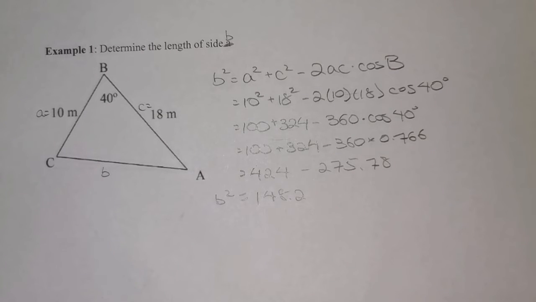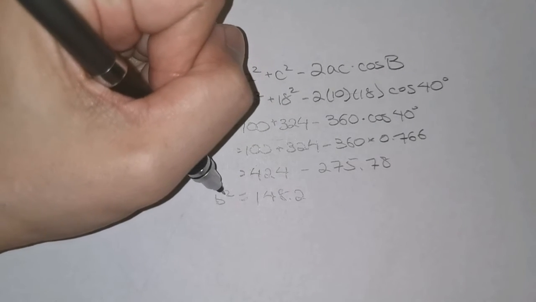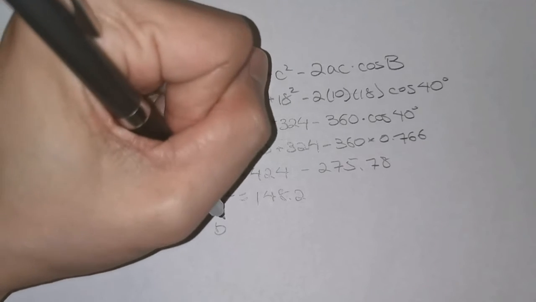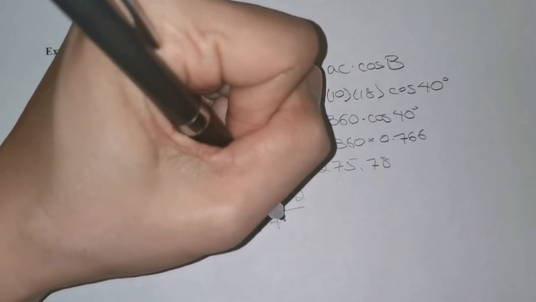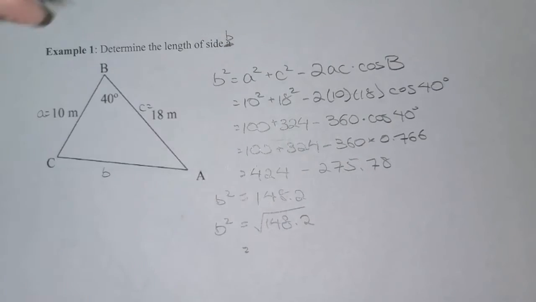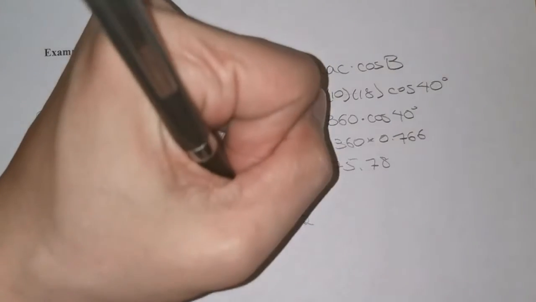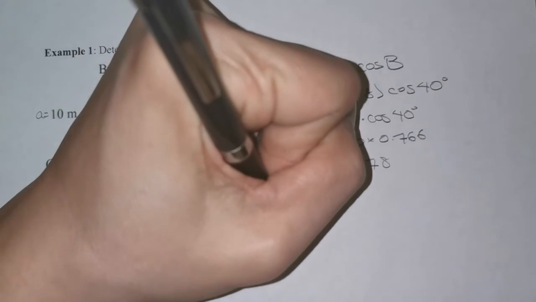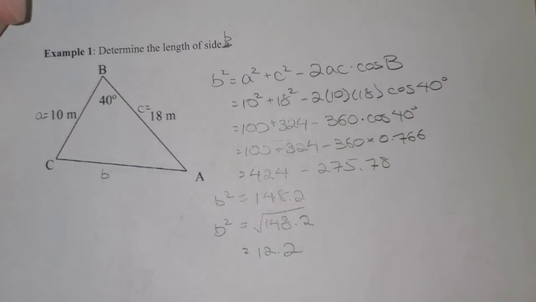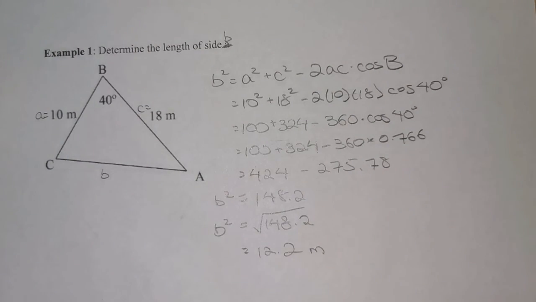And if you think back to your Pythagorean theorem, in order to find b instead of b squared, you just take the square root of both sides. So I'm going to take the square root, and you get about 12.2 meters.